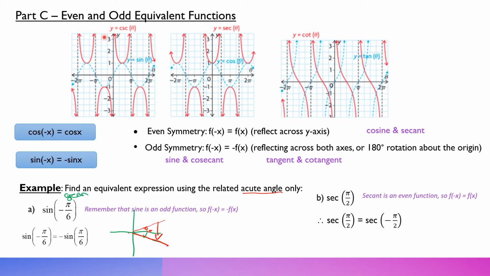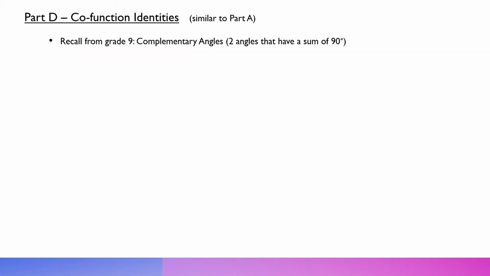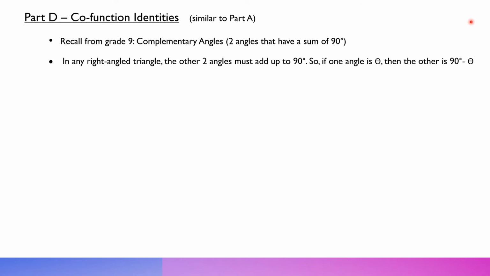So that's how we can use even and odd symmetry as another way to get an equivalent function, to write a function a different way. We can use symmetry to get that. And yet another way, cofunction identities. This is similar to part A. Recall from grade 9 what complementary angles are. Complementary angles are two angles that have a sum of 90 degrees. In any right angle triangle, the other two angles must add up to 90. So let me just draw a little sketch for you here.